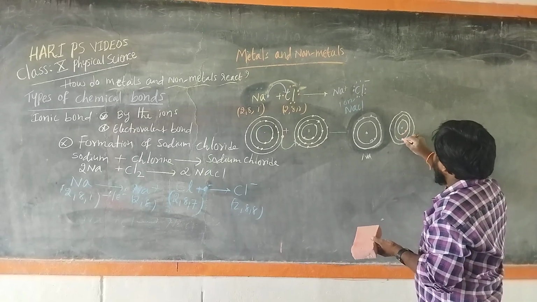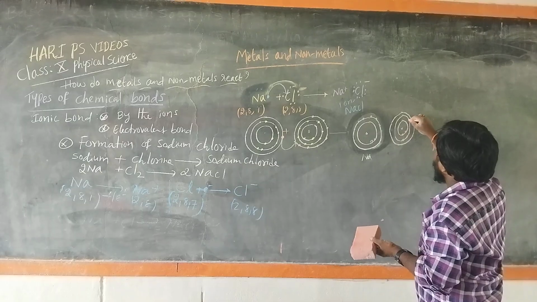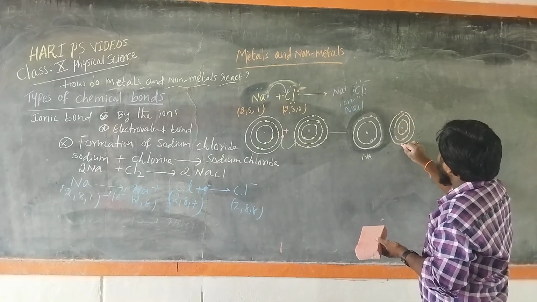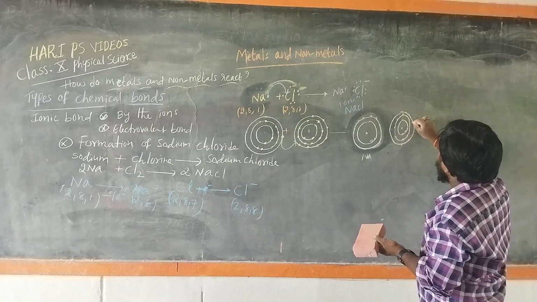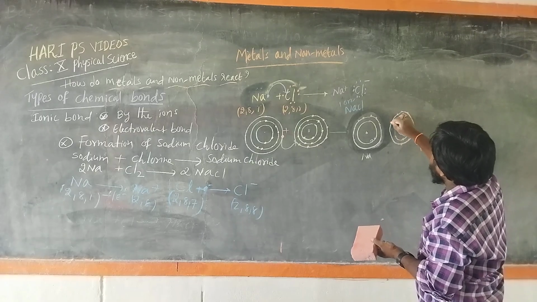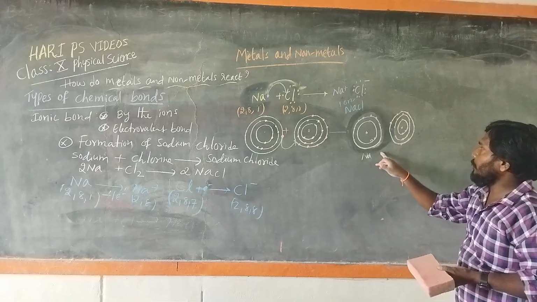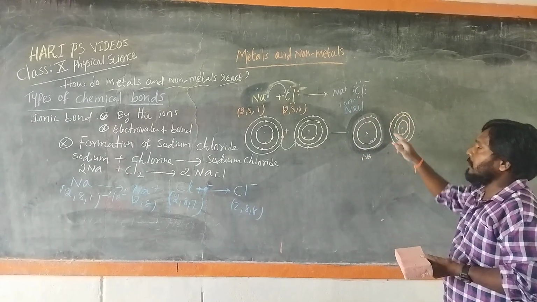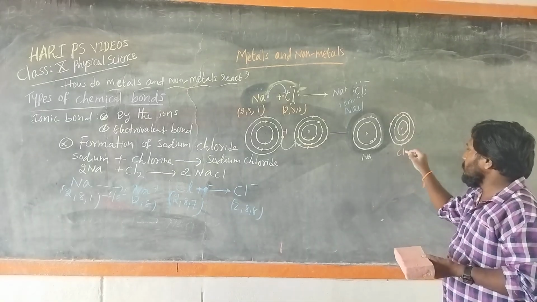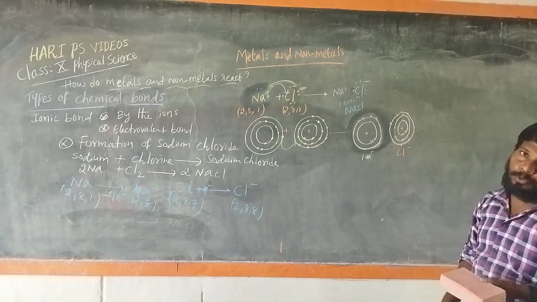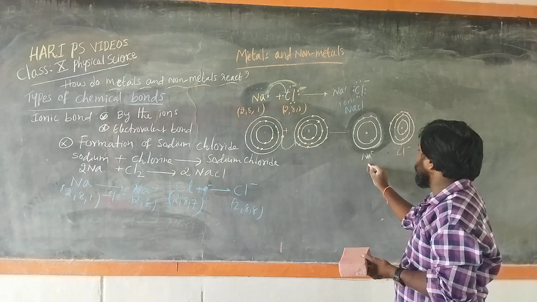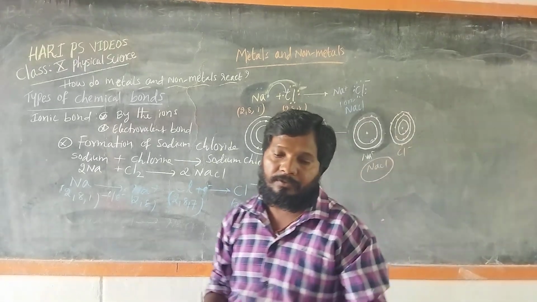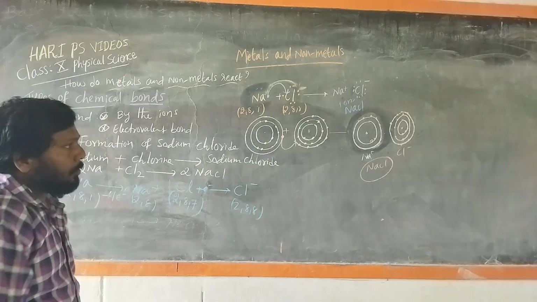1, 2, 1, 2, 3, 4, 5, 6, 7, 8. And again 1, 2, 3, 4, 5, 6, 7, 8. So sodium has 8 electrons in its outermost shell, chlorine has 8 electrons in its outermost shell. So both get stability and form a compound called sodium chloride.